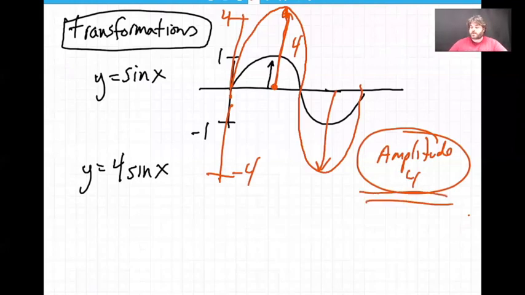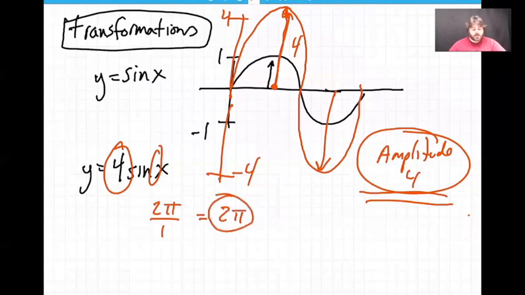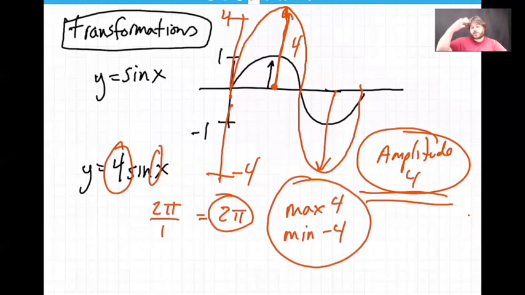Does it affect anything else? Did this 4 affect the period? No, the b didn't change. The b was 1. Now the b is still 1. So remember, 2 pi over b, which is 1. So the period is still 2 pi. The period didn't change. All right, what's the max? Well, the max now is 4. And the min now is -4. So these things change. The amplitude and the max and the min are now different, okay? But the period stayed the same, and all that stuff stayed the same, okay? So let's look at another example.